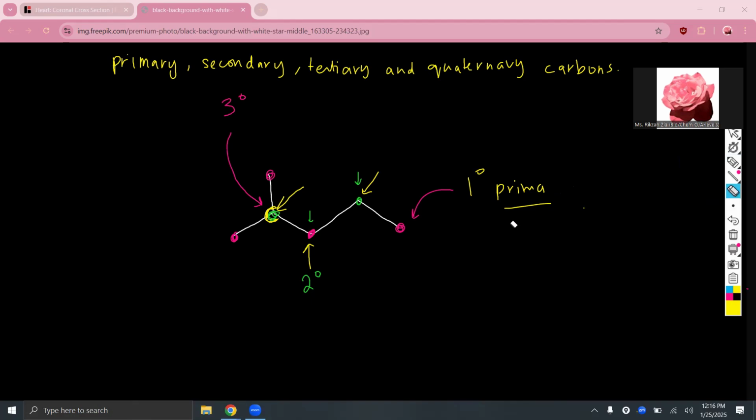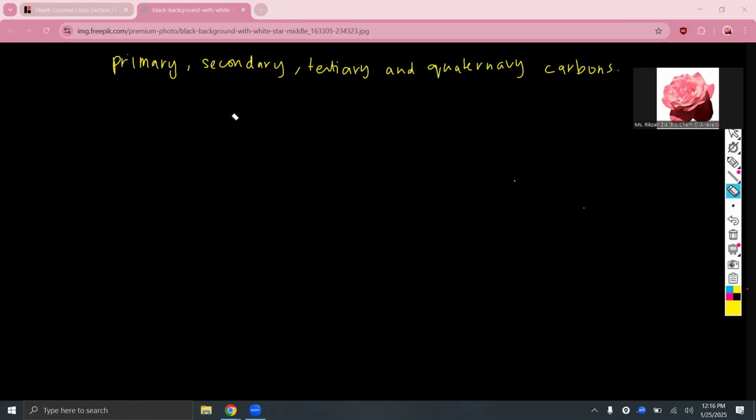Let's do another example. So this was pretty straightforward. All you have to do is make sure that you count the number of carbon atoms that are bonded to our carbon of interest. So let's look at another example right here. Let me just draw a molecule really quickly for you guys. Let's say we have this.